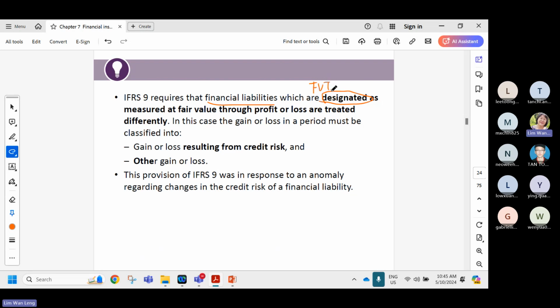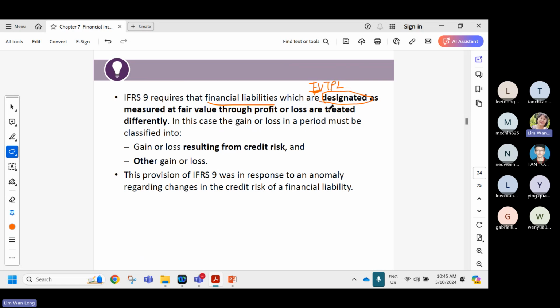through profit or loss. Designated means that you assign it, and this designation must be done at the initial recognition. So initially, when you have this particular financial liability and you find that it is held for trading, you designate it as measured at fair value through the profit or loss. And when you measure it at fair value through the profit or loss, of course, we know any changes in the fair value will go through the profit or loss, right?